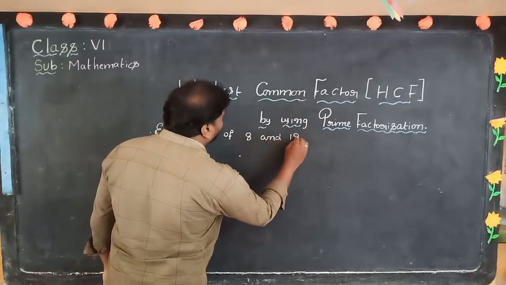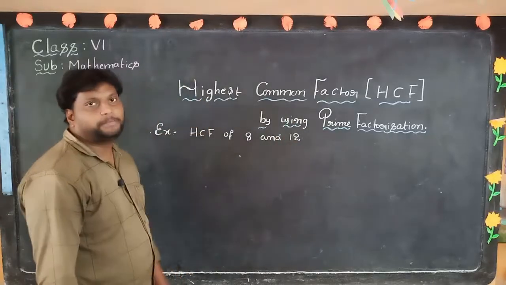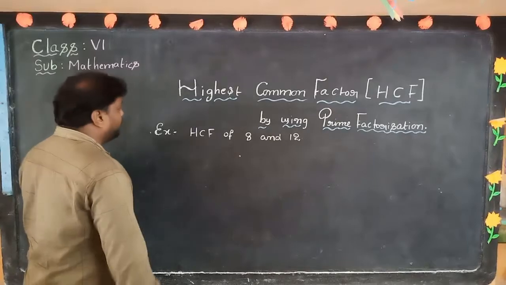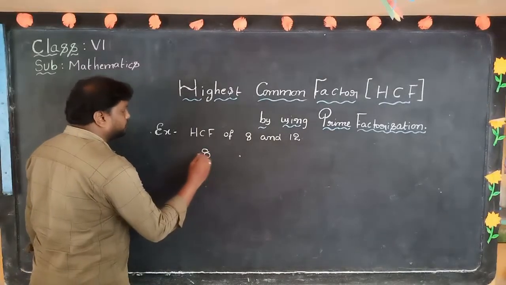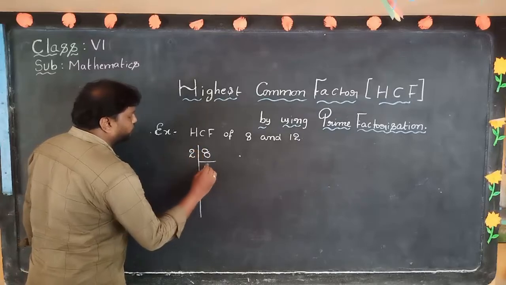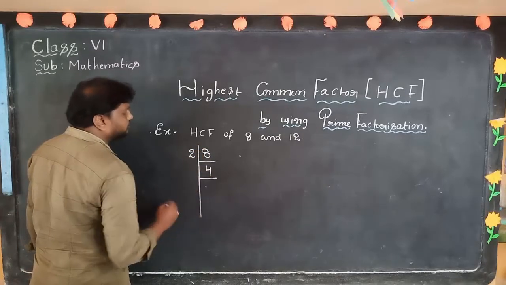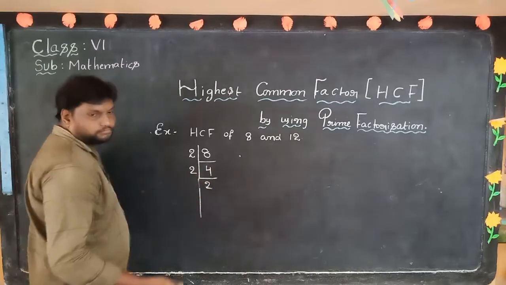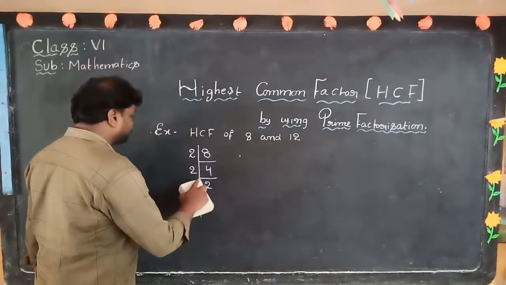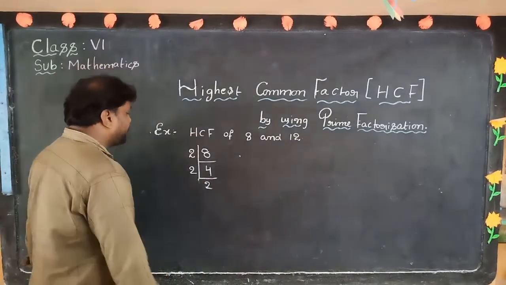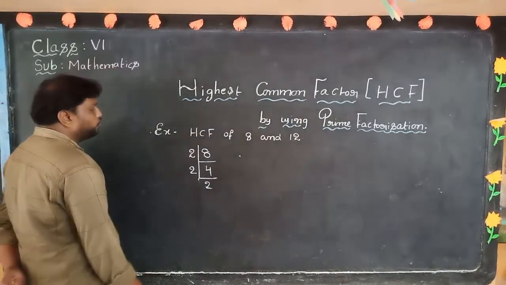8 and 12 by using prime factorization method. First of all, 8 we will separate. We can write 2 4s are 8, 2 2s are 4. Okay, next 12.